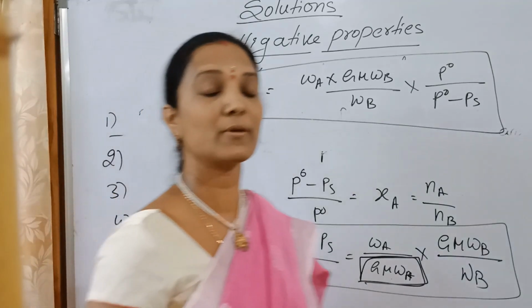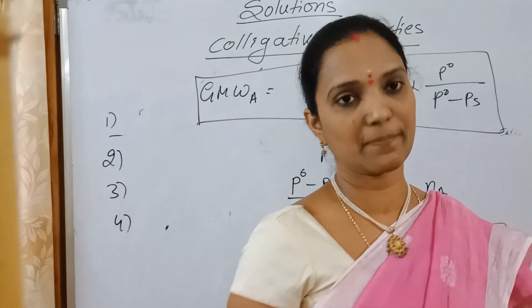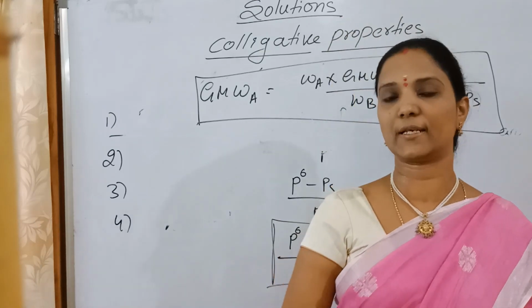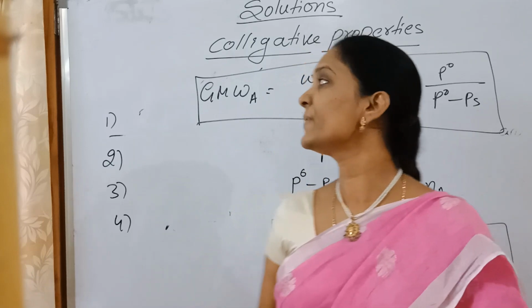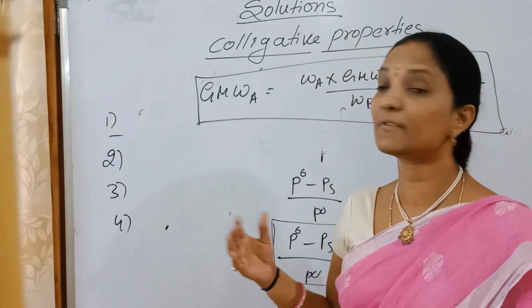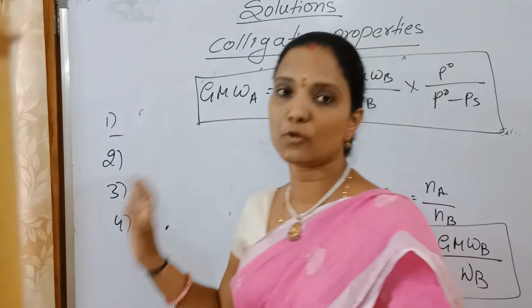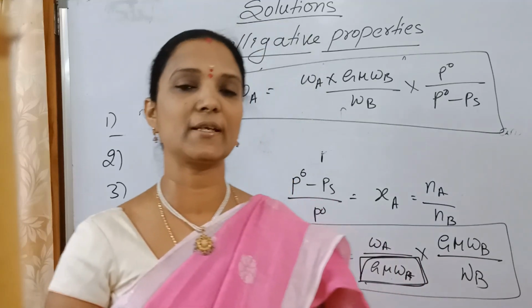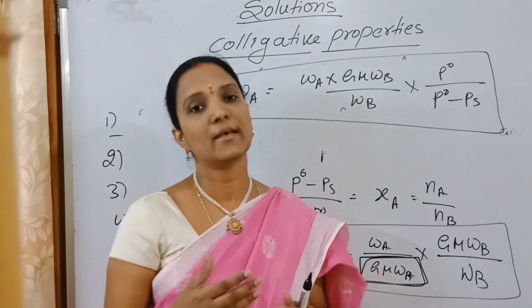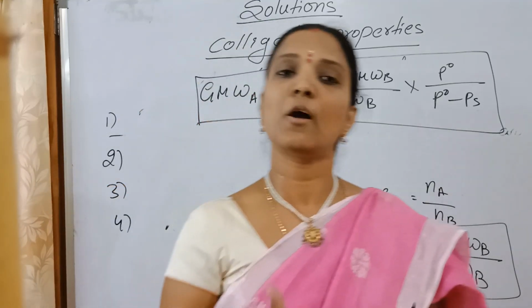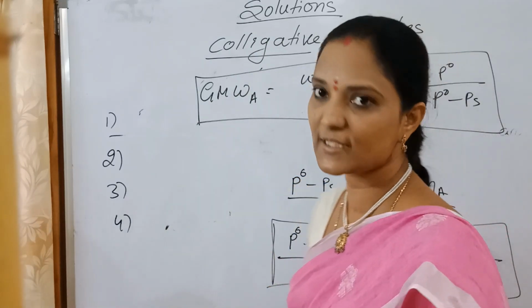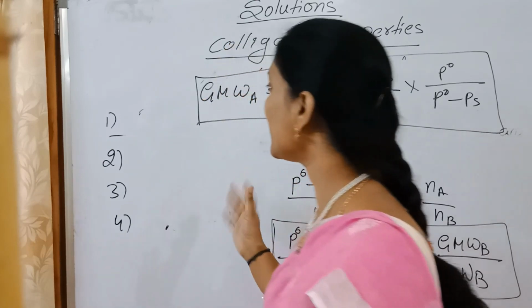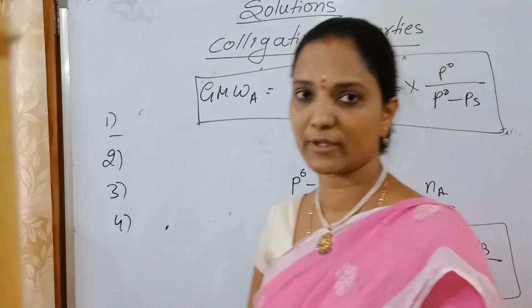So colligative properties means properties which depend on number of solute particles, nothing but concentration, not depending on the nature of the solute we added. Those properties are called colligative properties. So what are the colligative properties here? Relative lowering of vapor pressure, osmotic pressure, elevation in boiling point, depression in freezing point. Okay, and the first one is the relative lowering of vapor pressure.